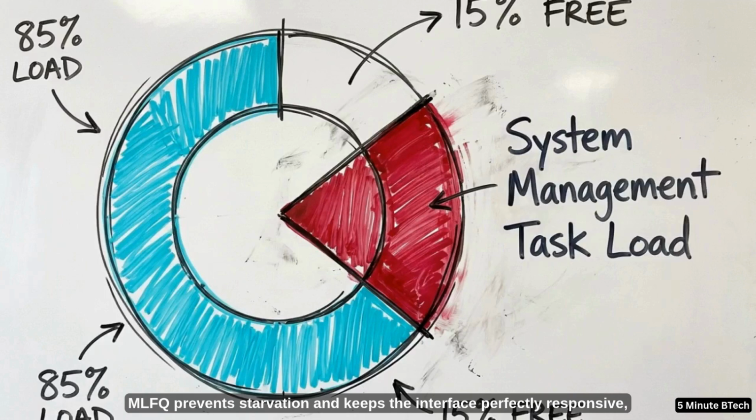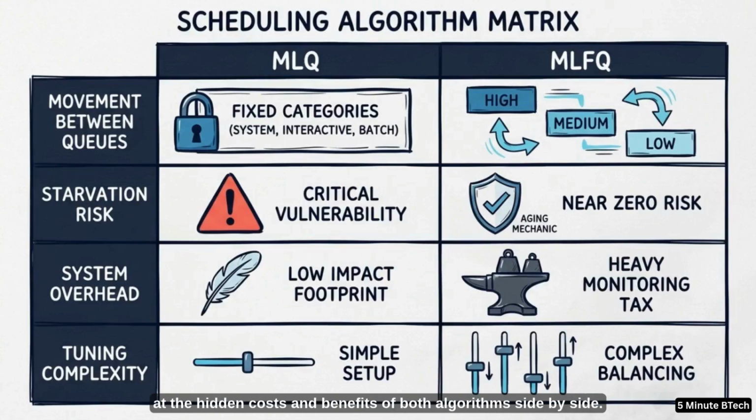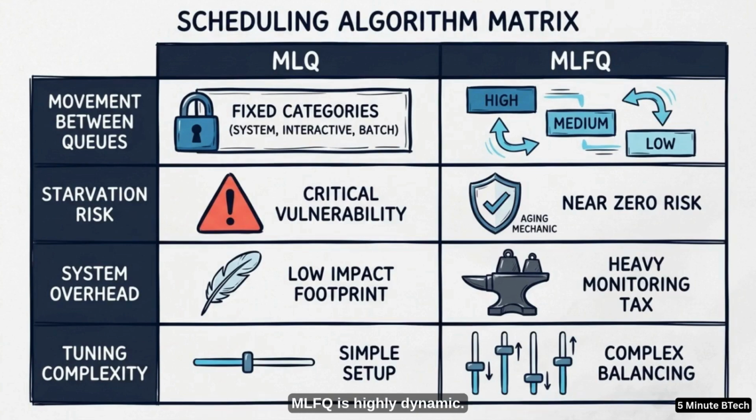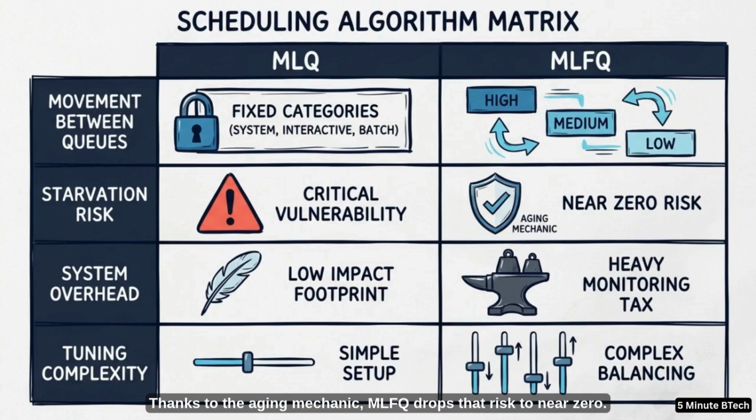MLFQ prevents starvation and keeps the interface perfectly responsive, but it demands a permanent tax on CPU efficiency to manage its own rules. This matrix gives us a direct look at the hidden costs and benefits of both algorithms side by side. On queue movement, MLQ is strictly fixed in place. MLFQ is highly dynamic. For starvation risk, MLQ carries a critical vulnerability. Thanks to the aging mechanic, MLFQ drops that risk to near zero.